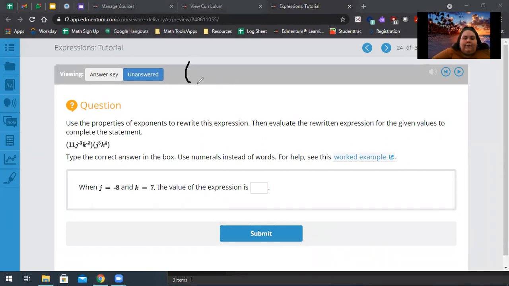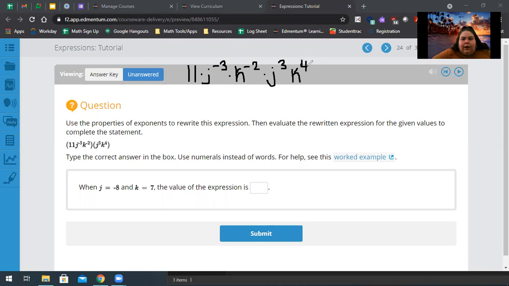So again, in the first parentheses, I don't have anything. It looks like I have to distribute, so I'm just going to write it as is. So 11 times j to the negative 3 power, k to the negative 2 power. And then in the second set of parentheses, again, I don't have anything to distribute there. So that would be times j to the 3rd power, and then k to the 4th power.